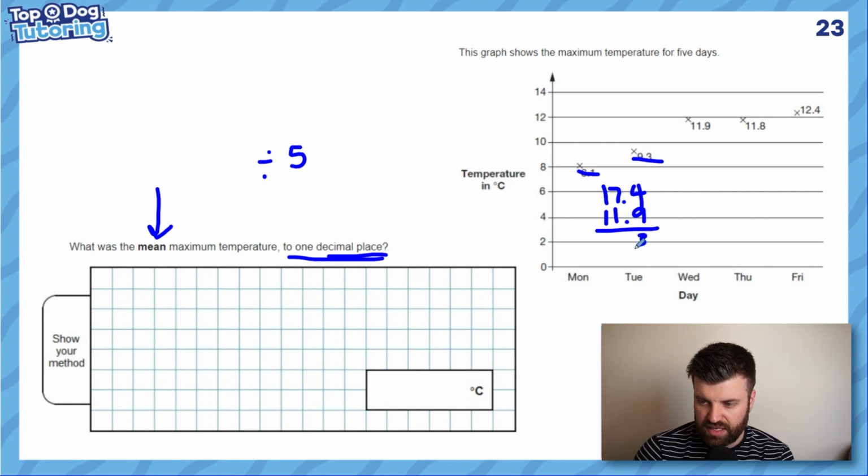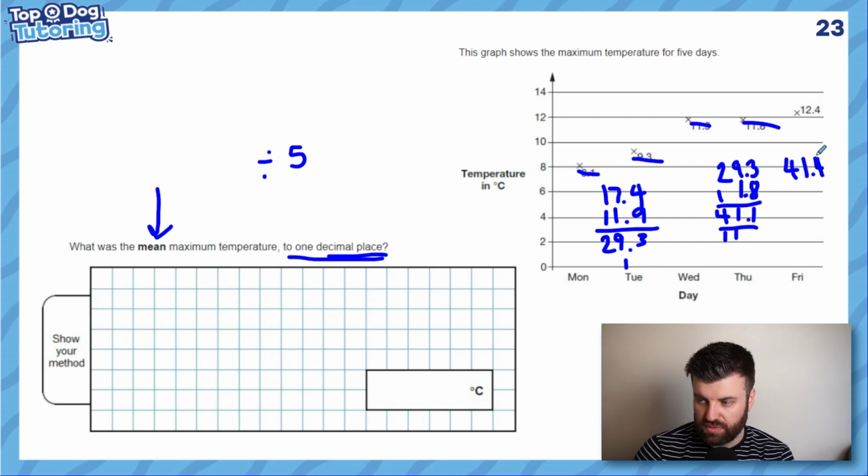4 plus 9 is 13. 1 plus 7 plus 1 is 9. We have 29.3. Cross it out. Then we have 29.3. Add 11.8. Again, just make sure 3 plus 8 is 11. Put decimal place in. 9 plus 1 plus 1 is 11 as well. 2 plus 1 plus 1 is 4. We're on 41.1. And finally, add on 12.4.